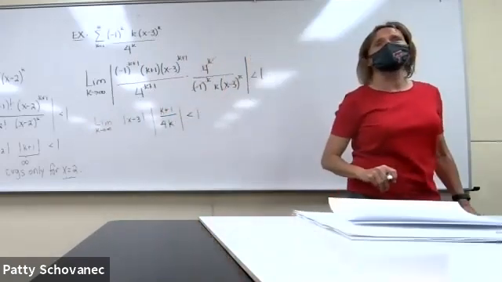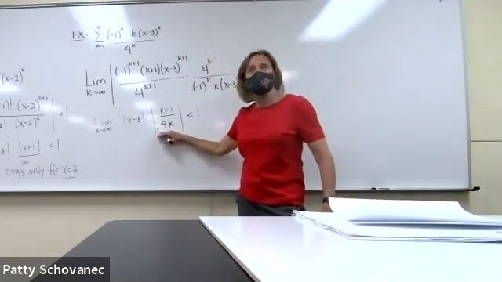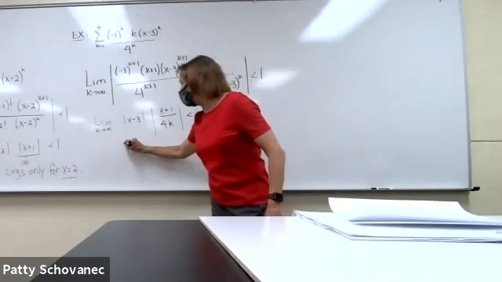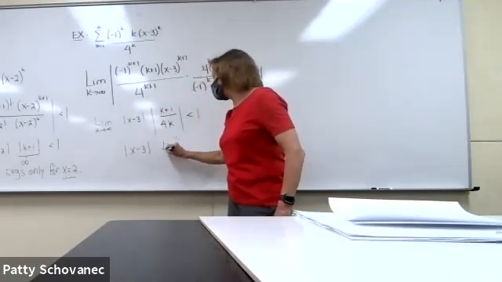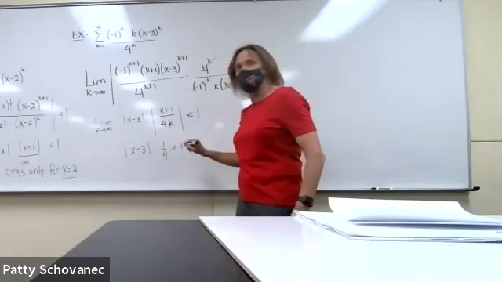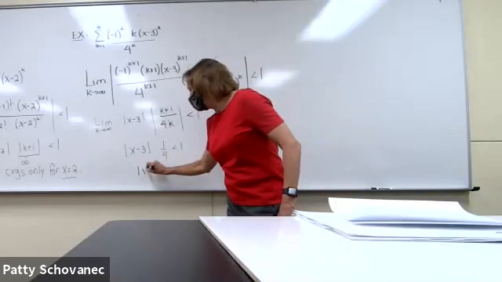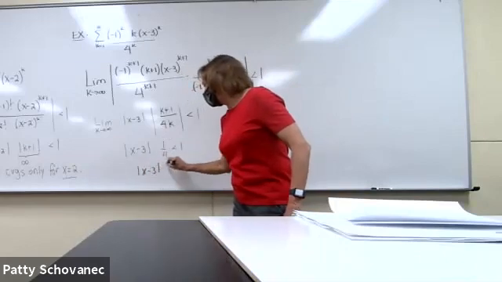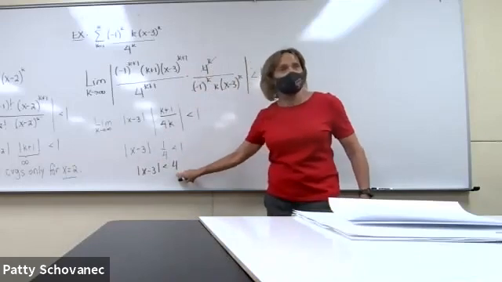Did you get that far? And what did you say this limit was? 1/4. So now we're solving the inequality: the absolute value of x minus 3 times 1/4 is smaller than 1. So I'm going to multiply both sides by 4 and get that my radius of convergence is 4.